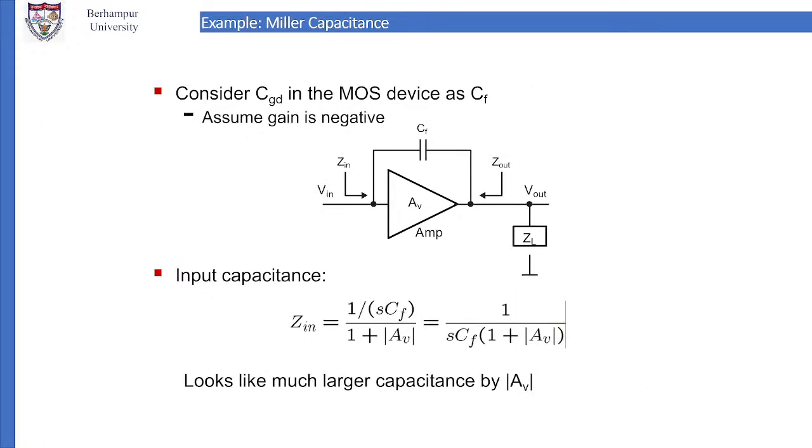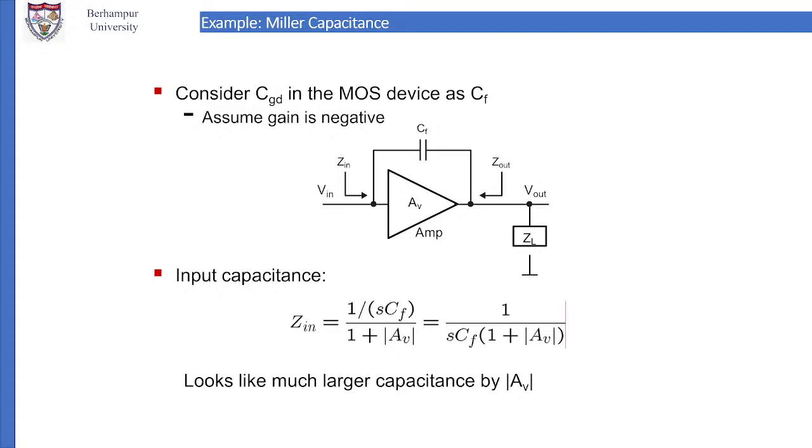Now let us consider the example for Miller capacitance, the Miller effect. Between input and output, instead of ZF, this impedance will be a capacitive impedance. So consider CGD in the MOS device as CF for the Miller capacitance. Assume gain is negative, so we will have a negative gain.